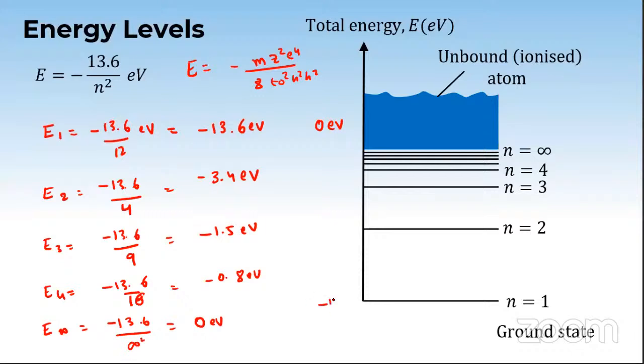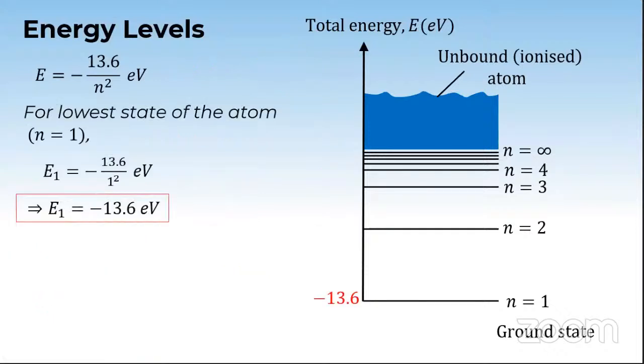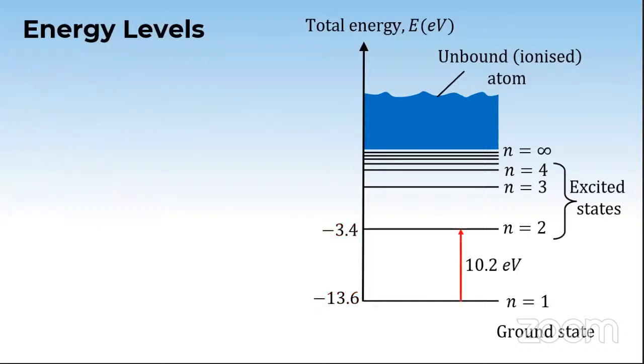The first orbit energy will be minus 13.6 electron volt. The second orbit will be minus 3.4. This is minus 1.5, and the fourth is minus 0.8. I think you have seen these numbers in chemistry in many cases, right? So this is how we have found out all the different energy levels. All the different energy levels are here.